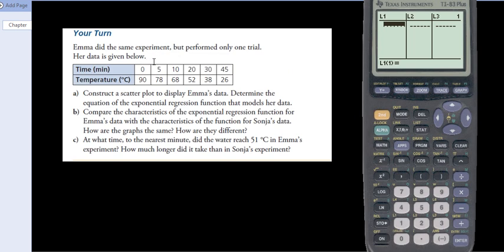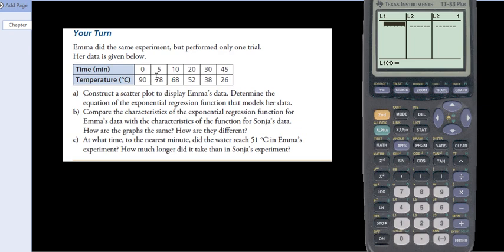Okay, so let's take a look at this example here. There's not a whole lot of data points for us to put in. There's time and temperature. Let's just read the problem before we start putting anything in. Emma did the same experiment as before, with time and temperature. She performed one trial. So at intervals of time, she took the temperature of something. We don't need to know what the other question was about.